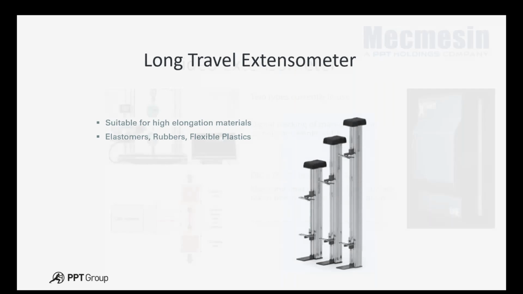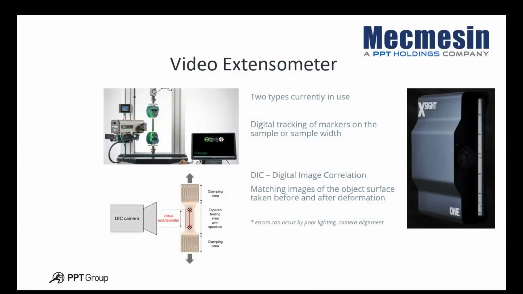Finally, we move on to the next level, which is what a lot of people are using these days. The cost can sometimes be prohibitive, dependent on the amount of testing that you're doing. These are the video or DIC systems. They're either digital tracking of markers on the sample, so you can actually look at these markers as they move, and also the width of the sample by its image, or you're looking at matching object surface movement during the sample stress.